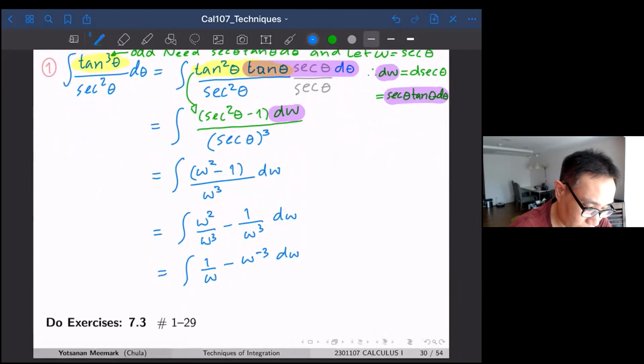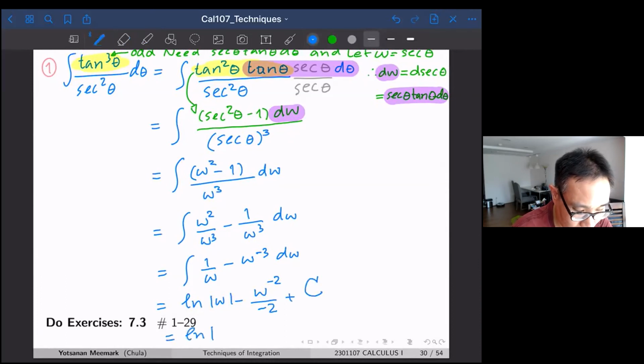So this will be just what? Log absolute w, minus, it's going to be plus, 1 over, not 1, w to the negative 2 over negative 2, plus c. So it's going to be log absolute, not tan, sec theta, since w equals sec theta. And it's going to be plus 1 over 2 sec square.